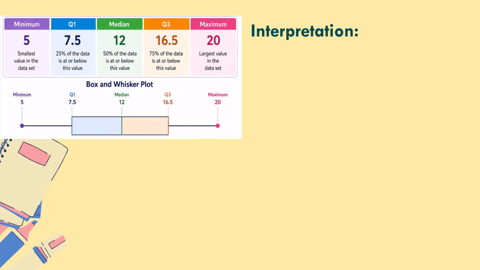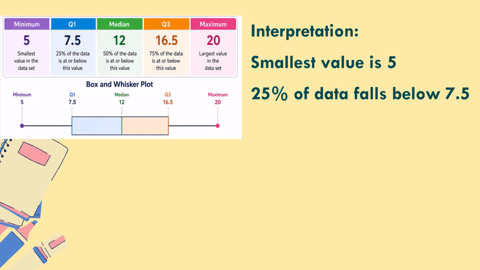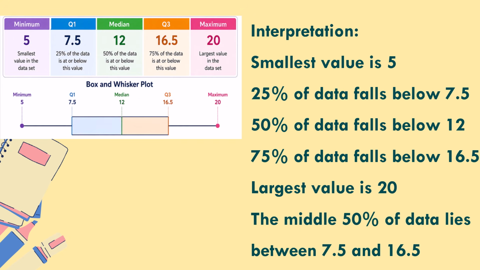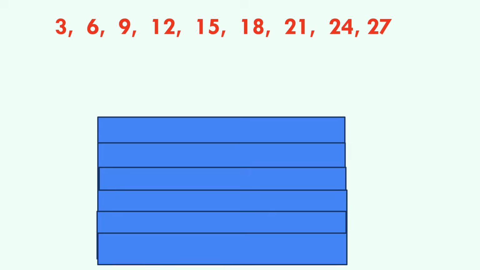What could be the interpretation? The smallest value is 5. 25% of the data is below 7.5. The median is 12, so it means 50% of the data falls below 12. The quartile 3 is 16.5, so 75% of the data falls below 16.5. And then the largest value is 20. So the middle 50% of data lies between 7.5 and 16.5.